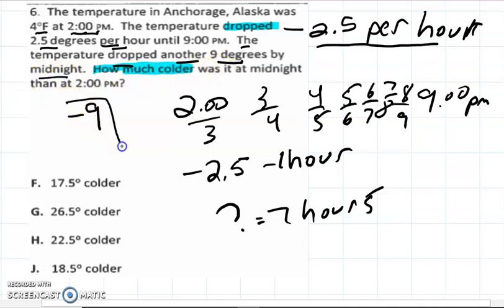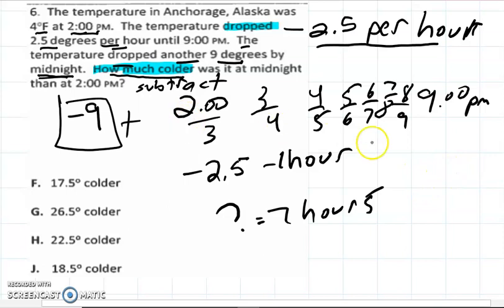Once you find the answer to the 7 hours, you add those two together, and that's the temperature at midnight. And then you can start subtracting, because how much colder means subtract. So you'll subtract midnight minus the 4 degrees Fahrenheit, and you'll find out how much colder it was. If you still have questions, please always message me through Class Dojo or Google Classroom.